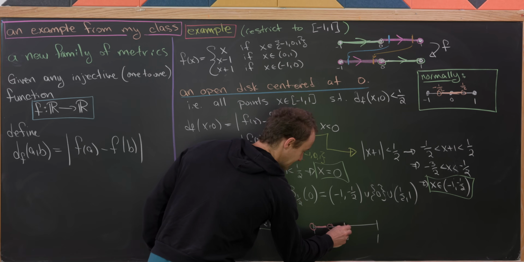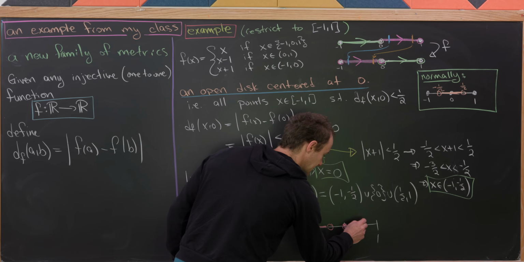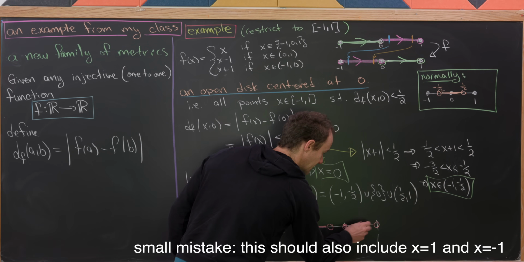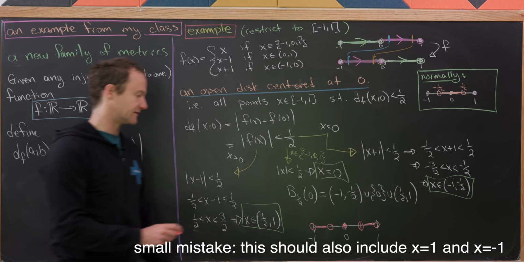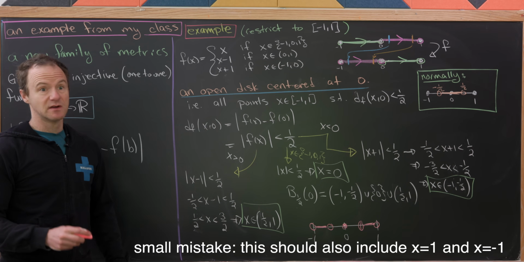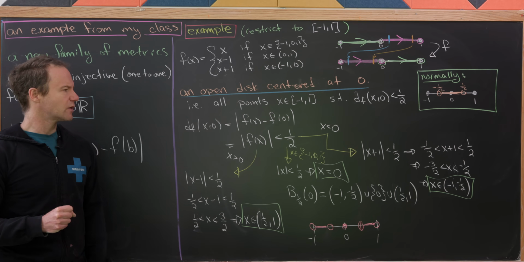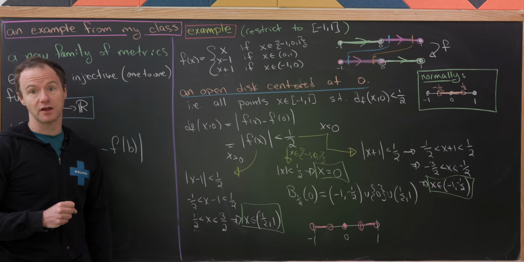And then we have this singleton 0, which is this point right here. And then finally, we have something between 1/2 and 1, so we would have something like that. So I think that's a pretty interesting shape for an open disk centered at the origin. Okay, let's look at one more weird example that can go on here.